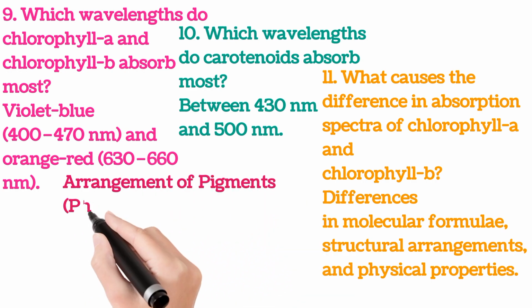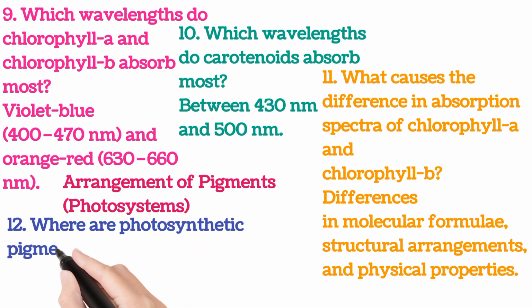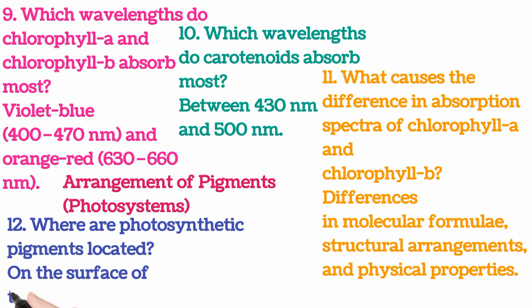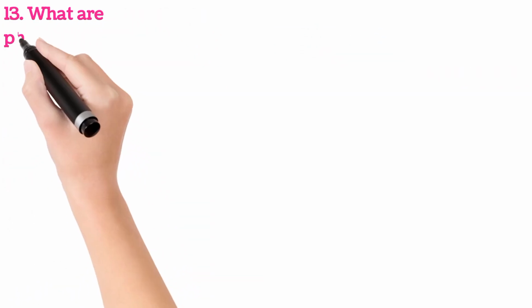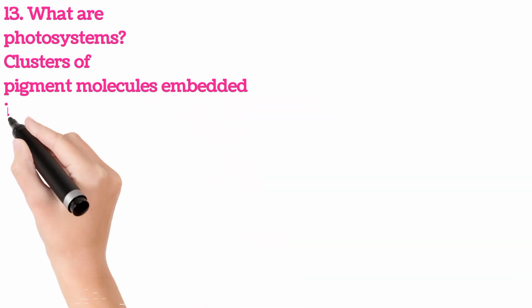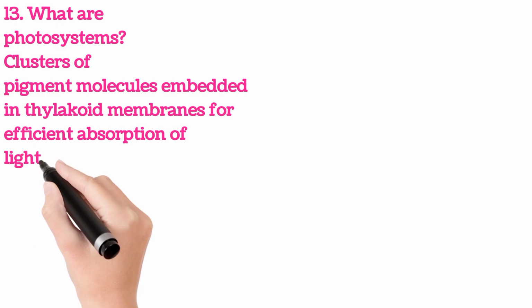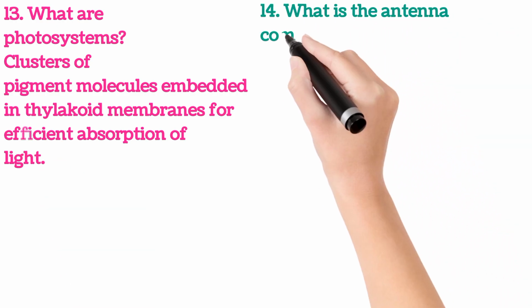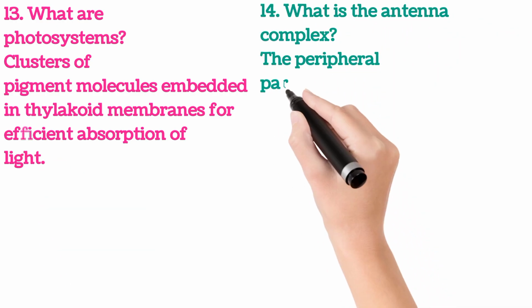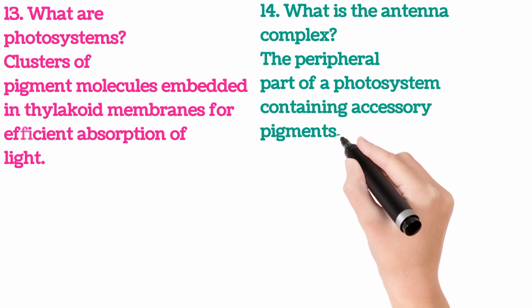Arrangement of pigments, photosystems. 12. Where are photosynthetic pigments located? On the surface of thylakoid membranes. 13. What are photosystems? Clusters of pigment molecules embedded in thylakoid membranes for efficient absorption of light. 14. What is the antenna complex? The peripheral part of a photosystem containing accessory pigments.